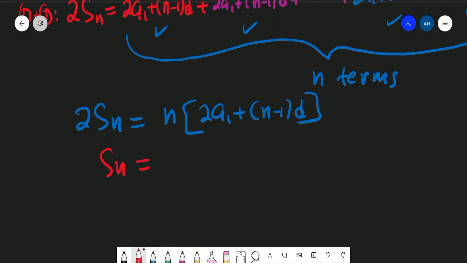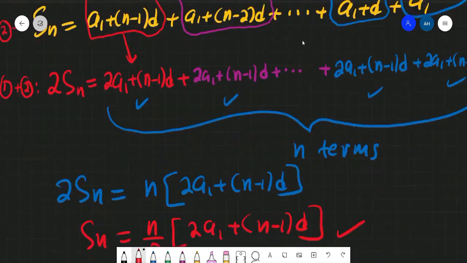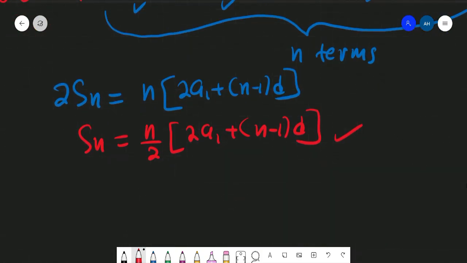So what we have to do is divide both sides by 2. What's left is n over 2 times 2 times a1 plus n minus 1 multiplied by d. That is the formula we call the n-th partial sum, that we need to prove. This is the formula for the n-th partial sum, and that's how to prove it, how to derive the formula. This is the method of doing it. Now, this is formula number 1.